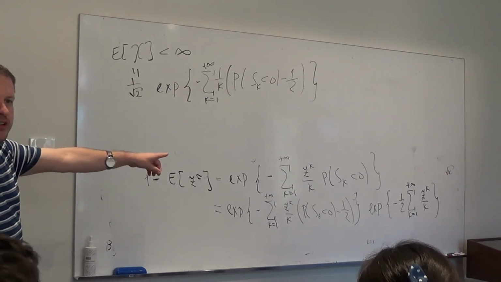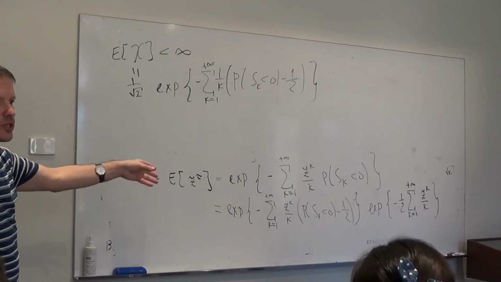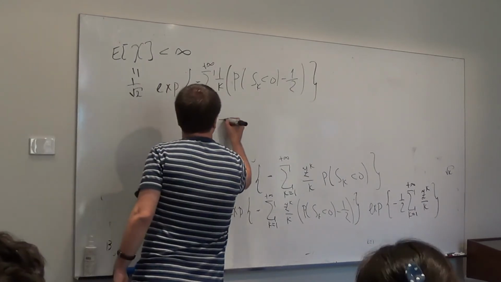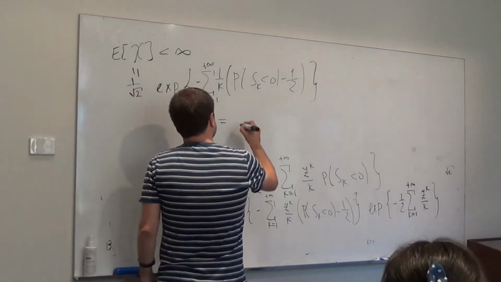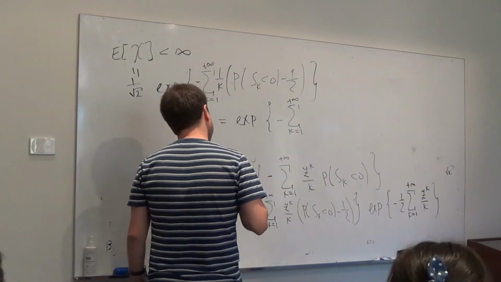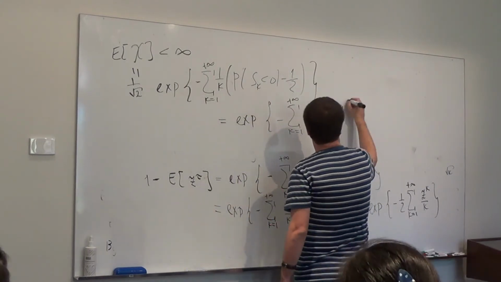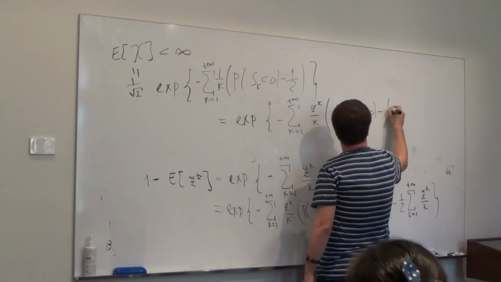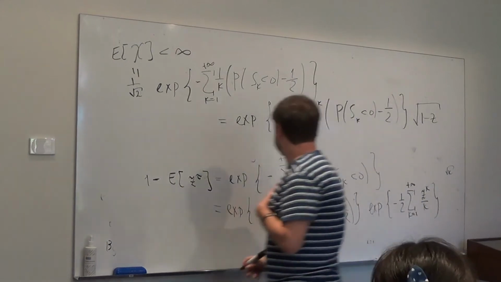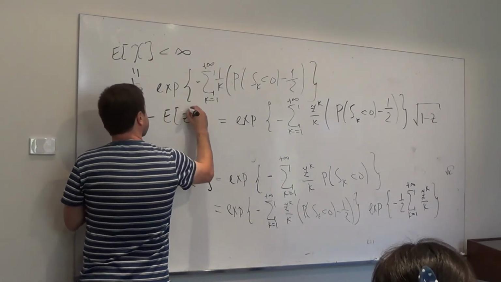Okay, and again, we have already seen these exponents, so this is just 1 over 2 log 1 minus z. Okay, and the exponent of 1 over 2 log 1 minus z is going to give me 1 minus z to the power of 1 over 2. So I can write the third equality as follows. That's going to be exponent minus the sum from 1 to plus infinity z to the power k over k, probability Sk less than 0 minus 1 over 2, times the square root of 1 minus z. Okay, and well, let's copy this. It is 1 minus expectation z to the power tau.